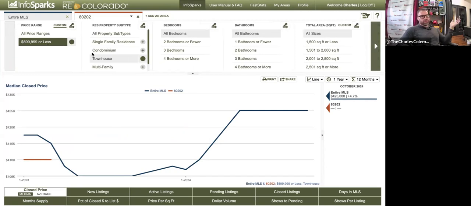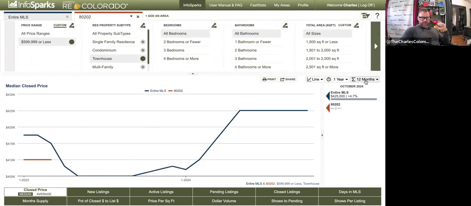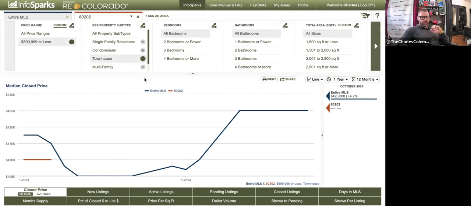And so I'm assuming what Taylor's really doing this for is for a listing appointment. We're looking at townhomes specifically, all bedroom counts, all bathroom counts. Sure, give me the square footage, all years built. We're doing a very specific zip code, 80202. On this right hand side, we're going to switch it to single family if you want as well. All right. Yeah, let's play with this one real quick and then we'll switch over.